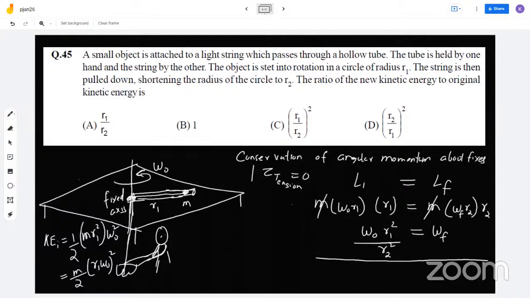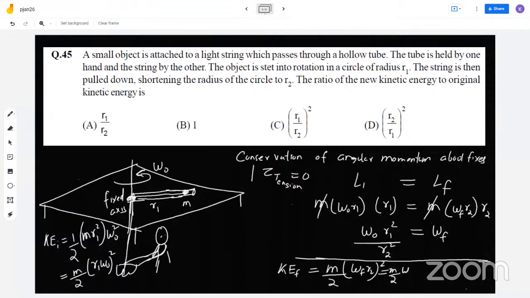So kinetic energy final कितना हो जाएगा फिर? Half m v2 square. v2 कितना हो जाएगा? Omega f r2, square. मतलब m/2 omega f square r2 square. Omega f square r2 square will be how much? Omega naught r1 square by r2 square की value put up करेंगे तो लेंदी term आएगा ना.